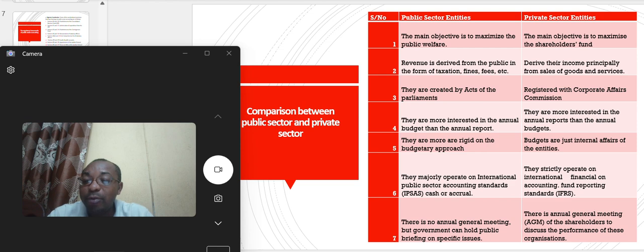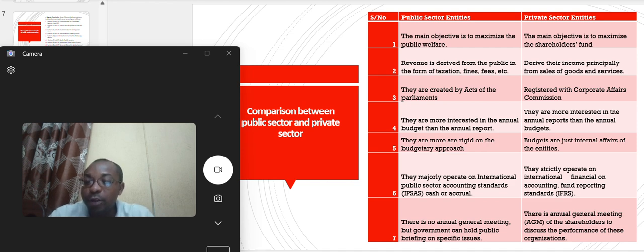They prepare so many other types of budget like cash budgets, revenue budgets, employee budgets, which they call employee cost budget, and other budgets like overhead cost budget, and so on. But they are more interested in annual reports because that annual report is what they will use to do their performance evaluation, their performance appraisal, whether they are doing well or not.